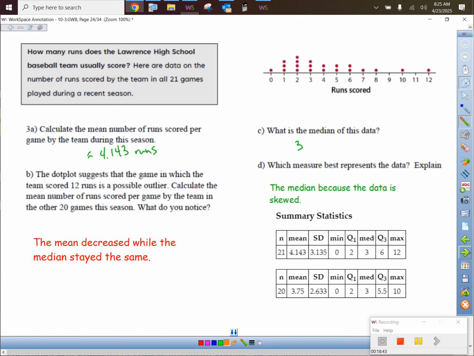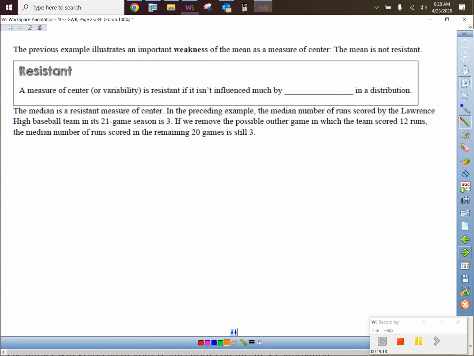The mean decreased while the median stayed the same. Because we have amazing brains, before I tell you why that's true, let's see if you can figure out why. If you got rid of an outlier, why would the mean change, but the median mostly stay the same? Discuss with a neighbor. The word that describes what we're talking about is resistant.